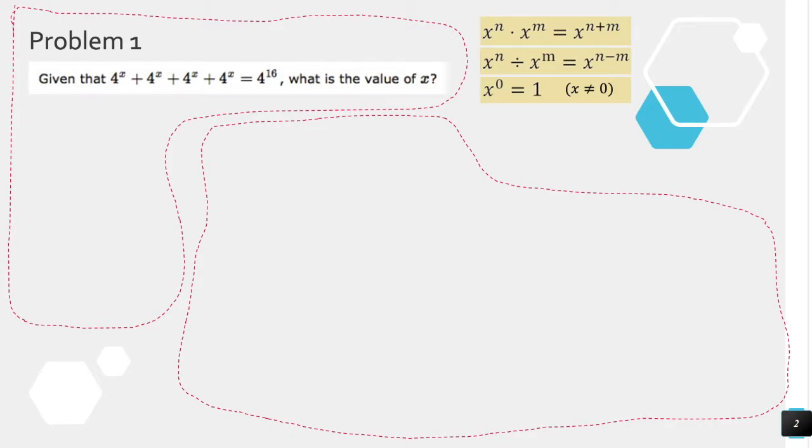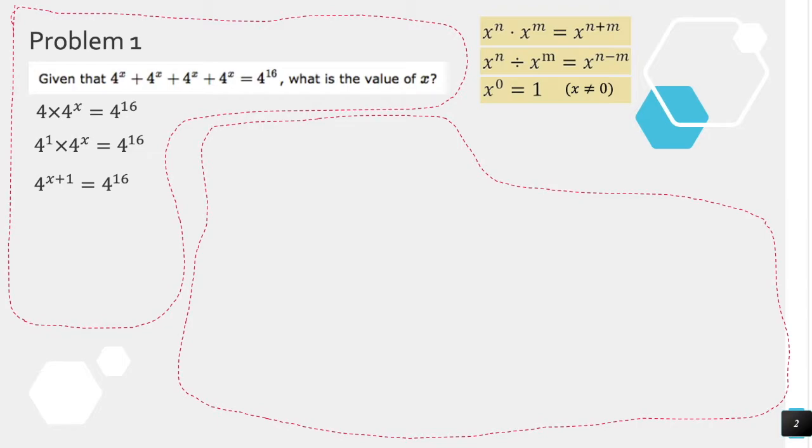Therefore, adding them together would give us 4 times 4 to the power of x. According to indices laws, we know that a number is always equal to that same number to the power of 1. So 4 is equal to 4 to the power of 1. 4 to the power of 1 multiplied by 4 to the power of x, we know should give us 4 to the power of x plus 1. Because we know that one of the indices laws states that any number to the power of something multiplied by that same number to the power of something else should usually result in that same number to the power of the sum of the two exponents, as shown on the screen here.